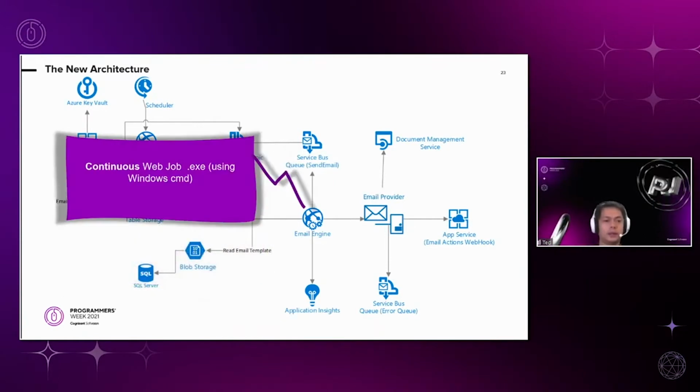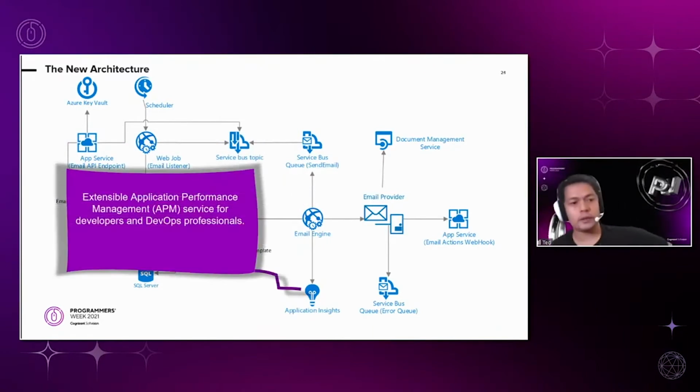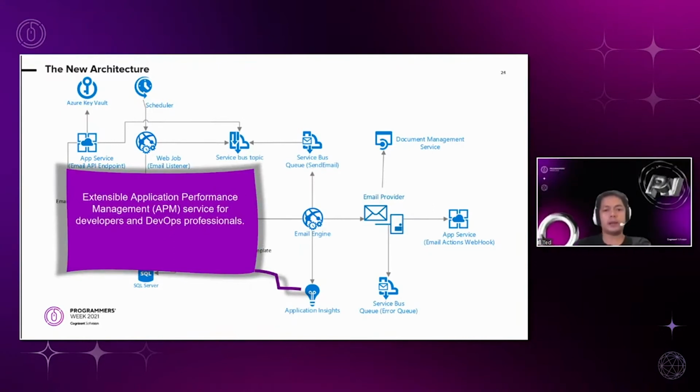We already talked about the web job. This is a continuous web job right here. And then Application Insights, also known as extensible application performance management. We use it to monitor our live applications. It will automatically detect performance anomalies and includes powerful analytics tools to help you diagnose issues and to understand what users actually do with your app.